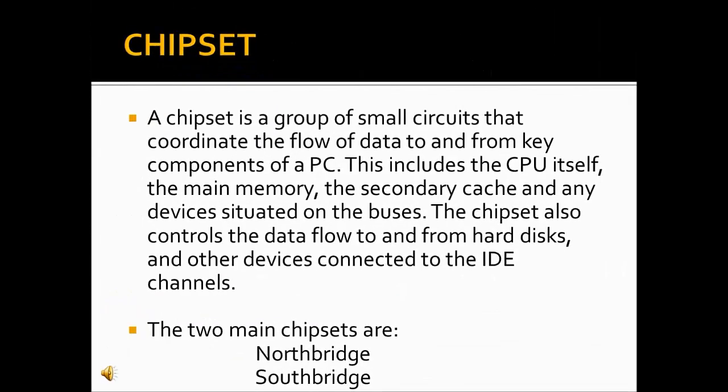Chipset refers to a group of small circuits that coordinate the flow of data to and from key components of a PC. This includes the CPU itself, the main memory, the secondary cache, and any other devices on the buses. The chipset also controls the data flow to and from hard disks and other devices connected to IDE channels. The two main chipsets on a typical motherboard are the North Bridge and the South Bridge.